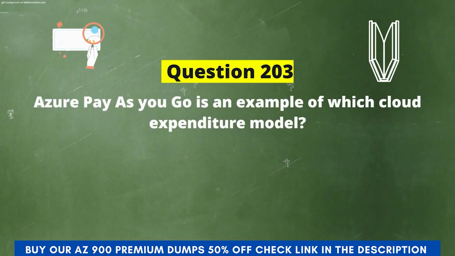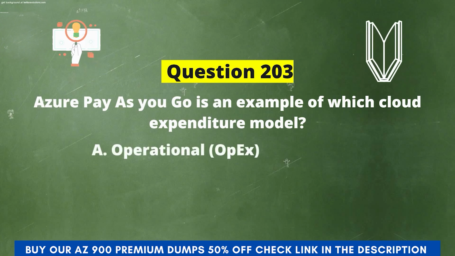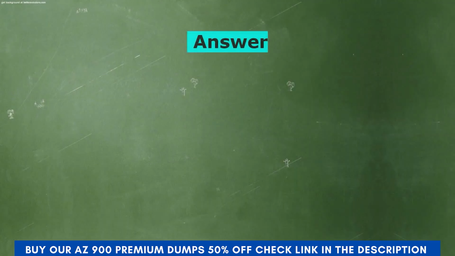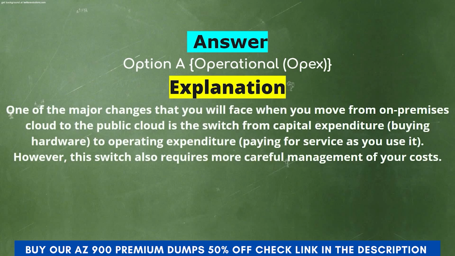Next question. Azure Pay-as-you-go is an example of which cloud expenditure model? And the options are A. Operational, OpEx, B. Capital, CapEx, and the correct answer is option A. Operational. Explanation. One of the major changes that you will face when you move from on-premises cloud to the public cloud is the switch from capital expenditure, buying hardware, to operating expenditure, paying for service as you use it. However, this switch also requires more careful management of your cost.